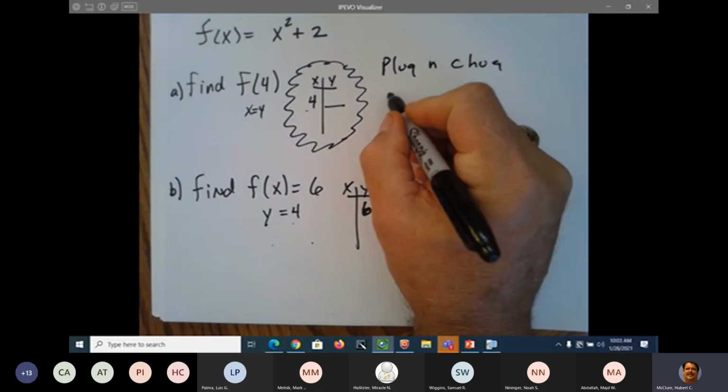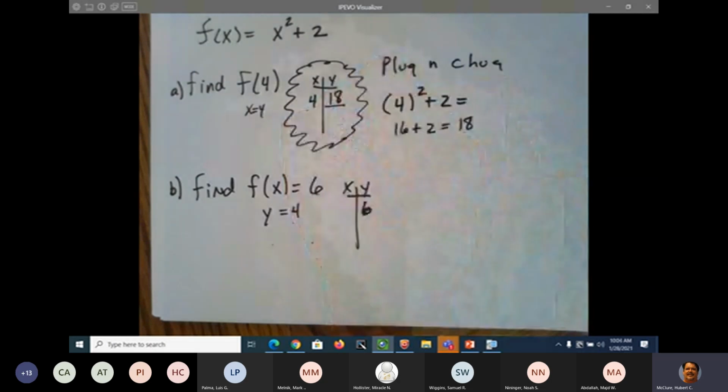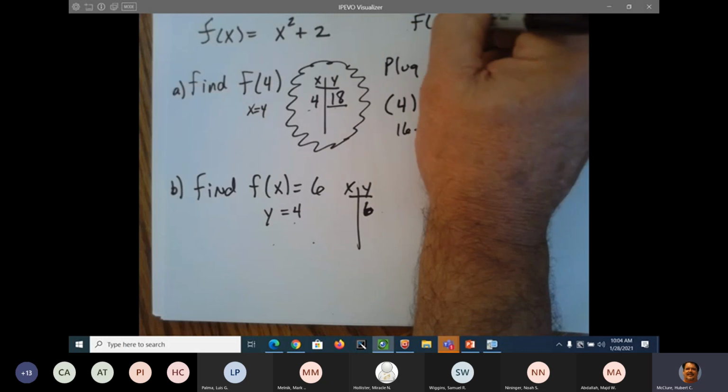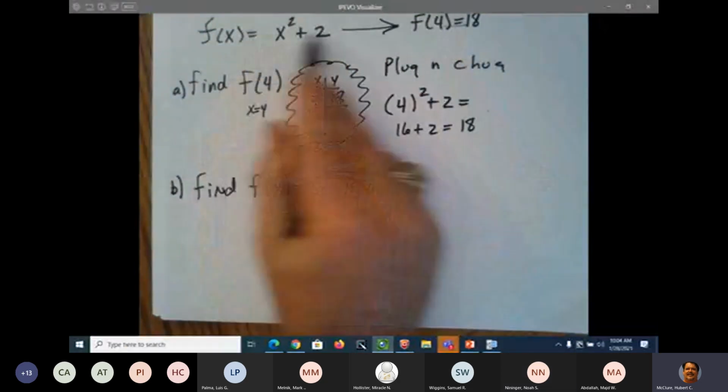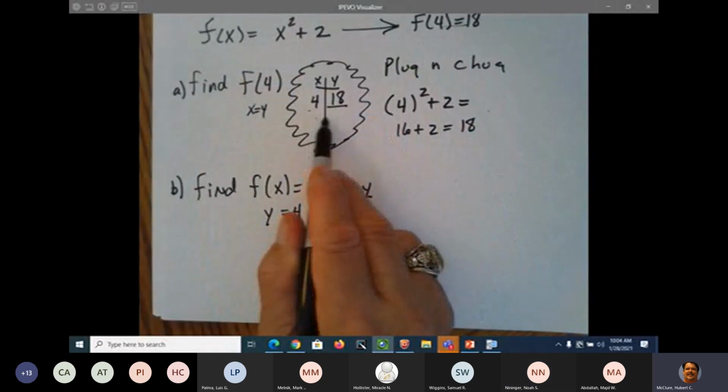So 4 squared plus 2 is equal to 16 plus 2, which is equal to 18. And that is what you do there. Now the way that you do it, you say f of 4 is equal to 18. That's the fancy way of doing it, but you did it back in the 7th, 8th grade when you learned how to graph.